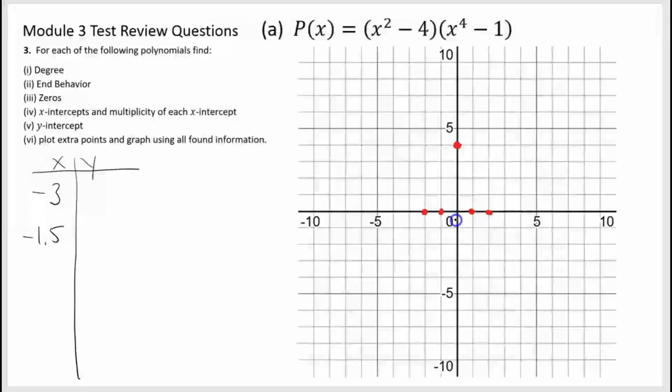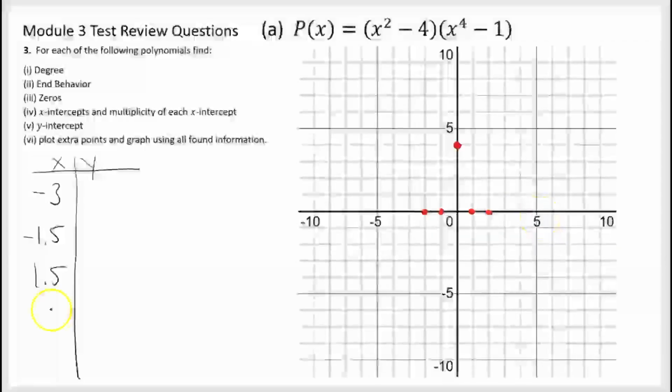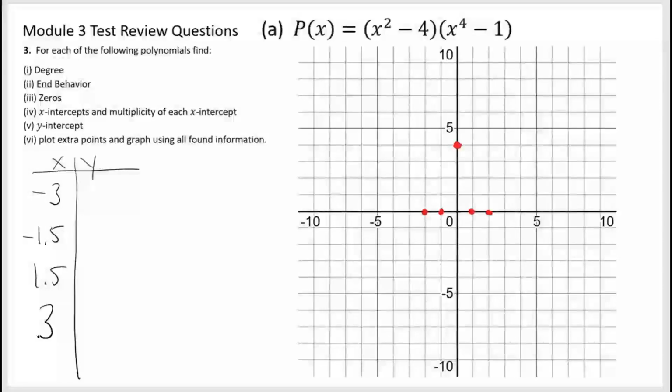I need something between -1 and +1. But you know what? We already have that. 0, 4. So I'm just going to let that be my point. I need something between 1 and 2. How about +1.5? And then something on the other side of 2. How about 3?